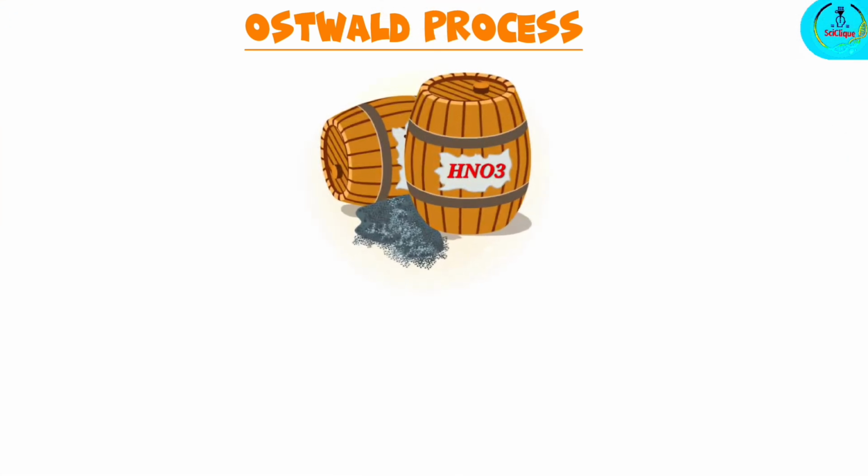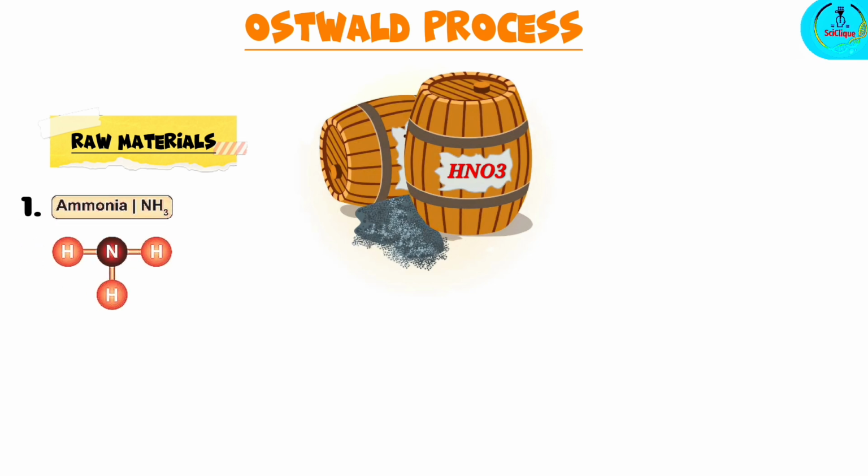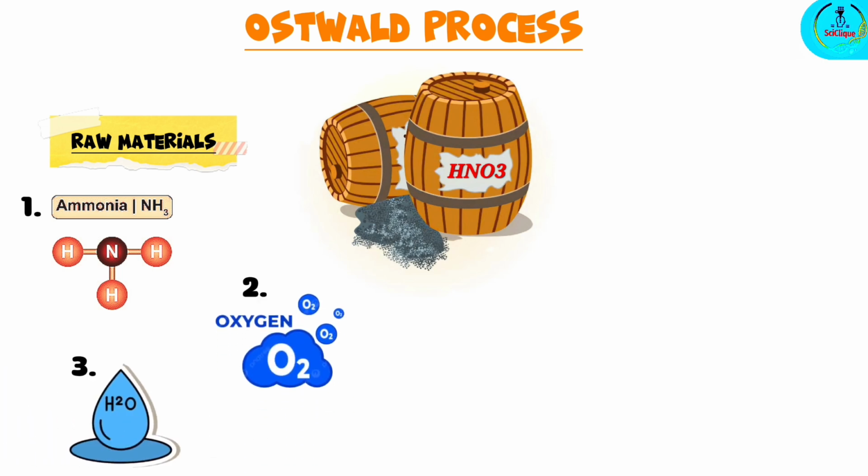Now, when it comes to this process, what I'm going to do is first introduce the raw materials, talk about the optimum conditions for the process, and then dive into it. So what are the raw materials? We have three. Number one, ammonia. Ammonia is obtained from the Haber process, where nitrogen and hydrogen gas react together under certain conditions to form ammonia. We also have air and water. So these are the three raw materials.